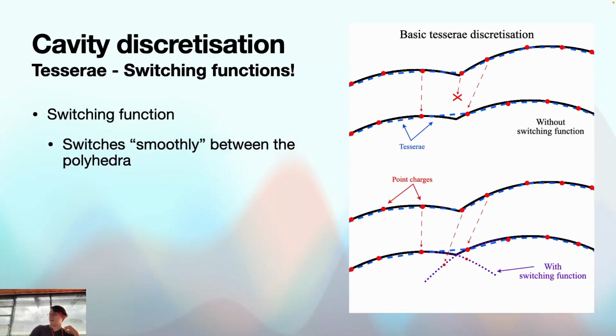And so what we've done in a lot of methods is implemented switching functions, which are these purple lines here. They essentially say that at that intersection, rather than just getting rid of the point charges, we're going to take them and scale them down depending on how far into the molecule they are. So they still exist, they're just switching smoothly between the polyhedra.